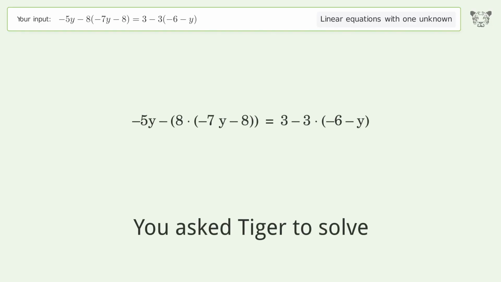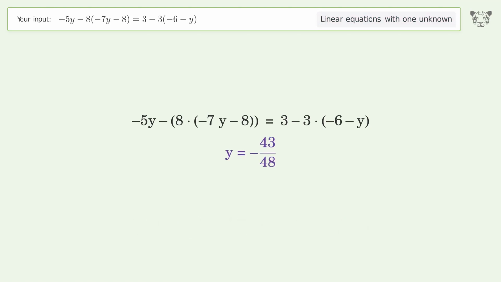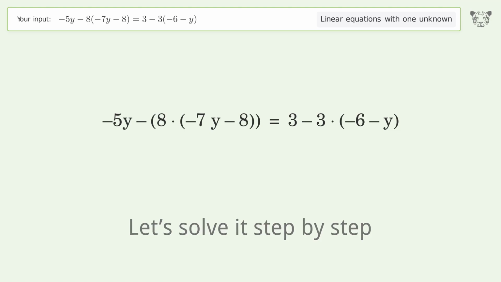You ask Tiger to solve this. It deals with linear equations with one unknown. The final result is y equals negative 43 over 48. Let's solve it step by step.